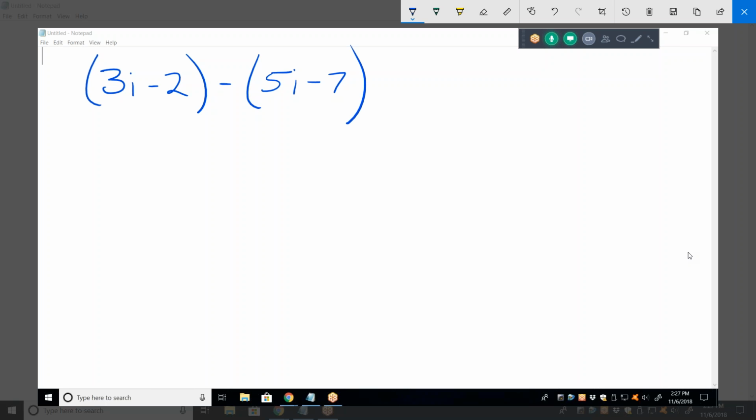First of all, when you are adding or subtracting complex numbers, you add the complex part and you add the real part. Okay? That's the complex part. That's the real part. So let's do the complex part first. What is 3i minus 5i? And now let's do the real part. What is minus 2 minus minus 7?